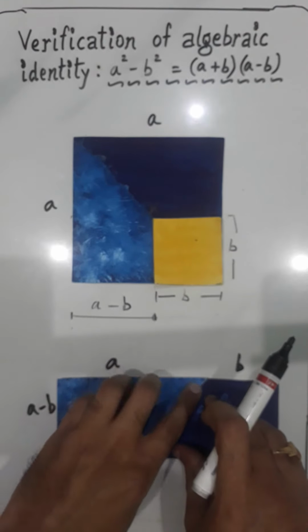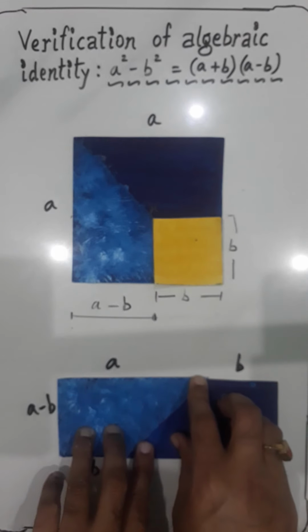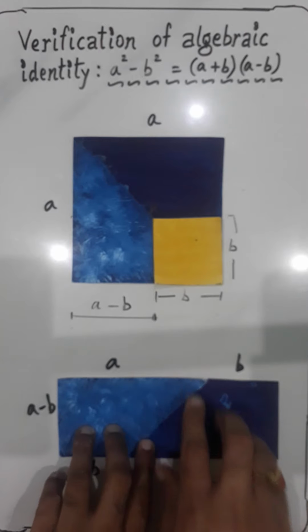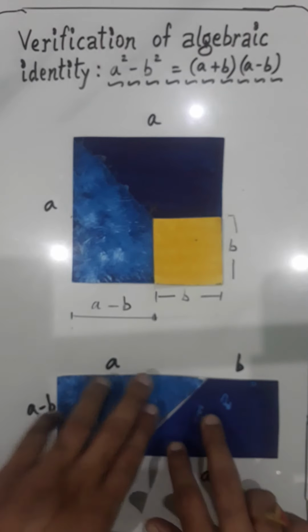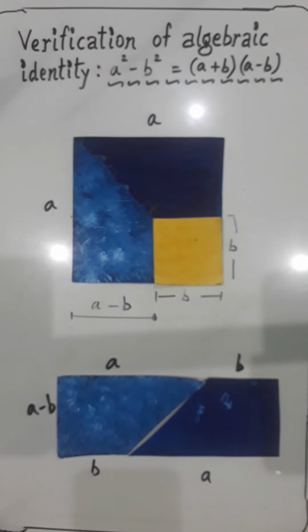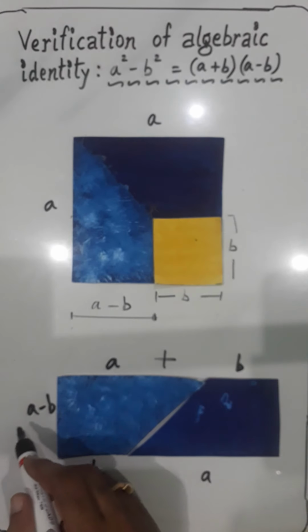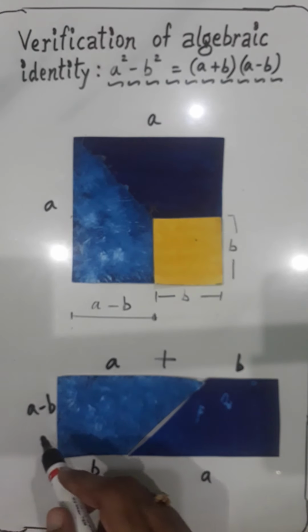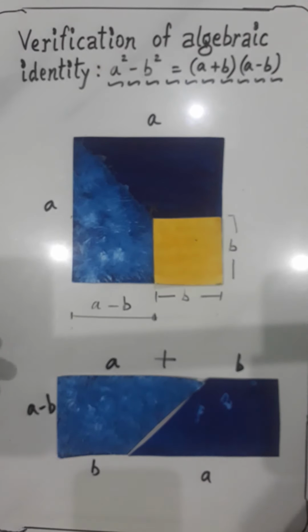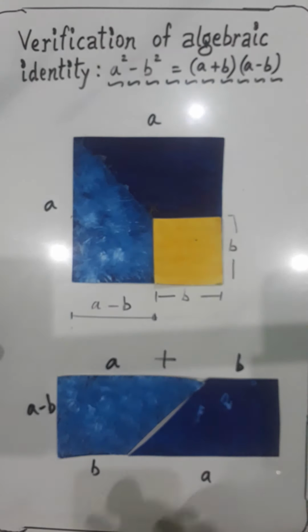Now when I am joining these two, what you find is that it is forming a rectangle. And because it is forming a rectangle, one more thing that you observe is that this is the length, which is a plus b, and the breadth is a minus b. So what has happened is, I have removed this b square from this, and then I have taken only these two portions after removing that b square.